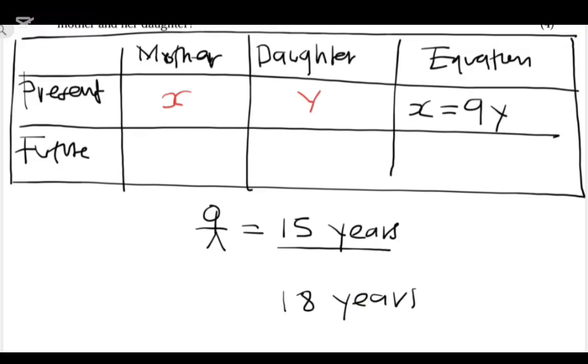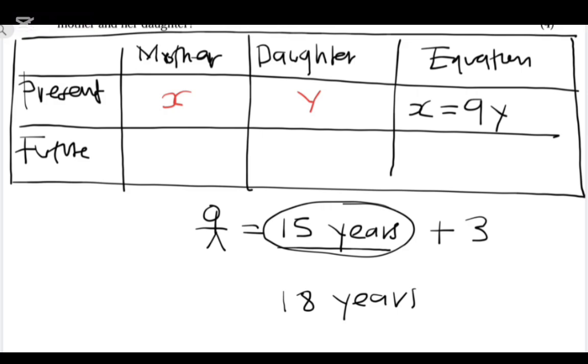But what I want you to pay attention to is, how did you get this 18? You take your current age that you have currently and you add it with the future that I'm asking you about. If now you're 15 years old, how old will you be in 3 years' time? You just take the current age and you add it with the future, which is 3, which is going to give you 18.